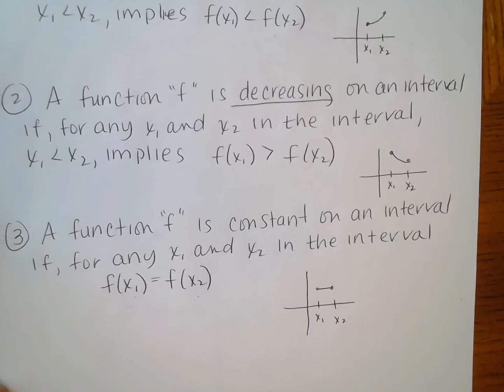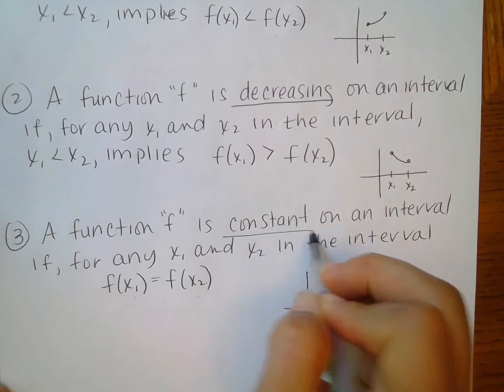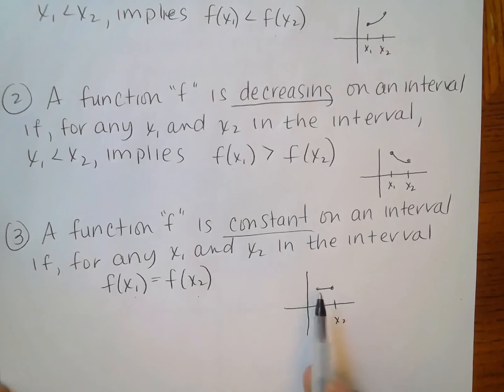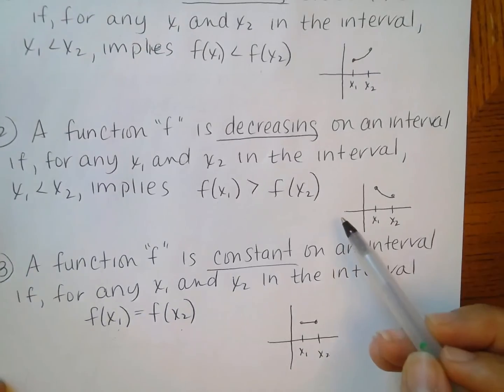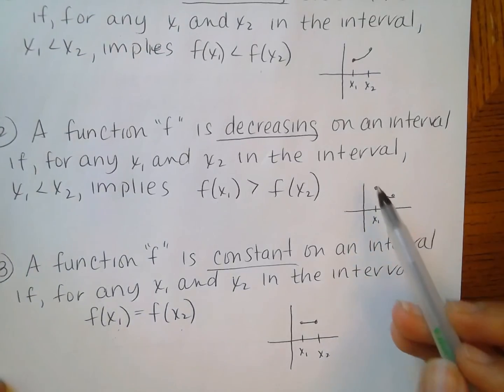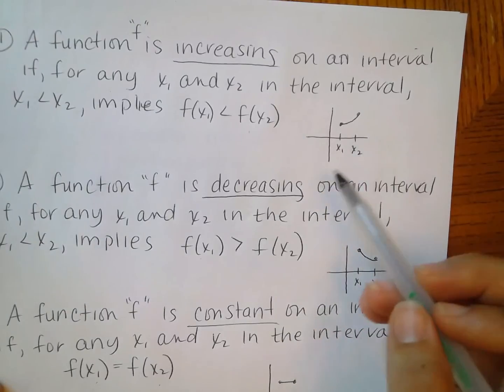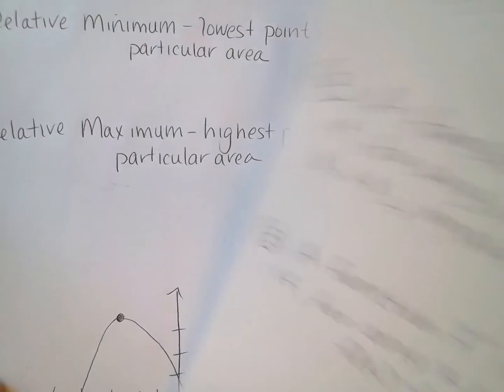So that's what these terms mean, right? Constant means that the y values are exactly the same. Decreasing means that I've got a downward slope to my graph, and increasing means I have an upward slope to my graph. Okay.